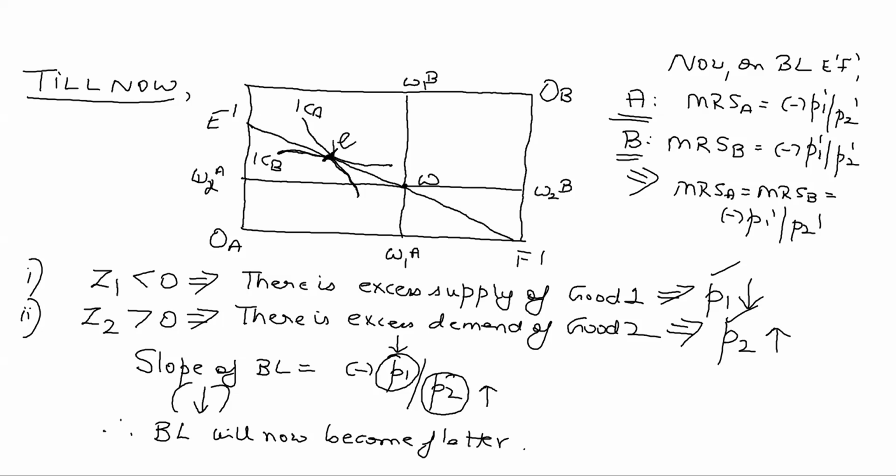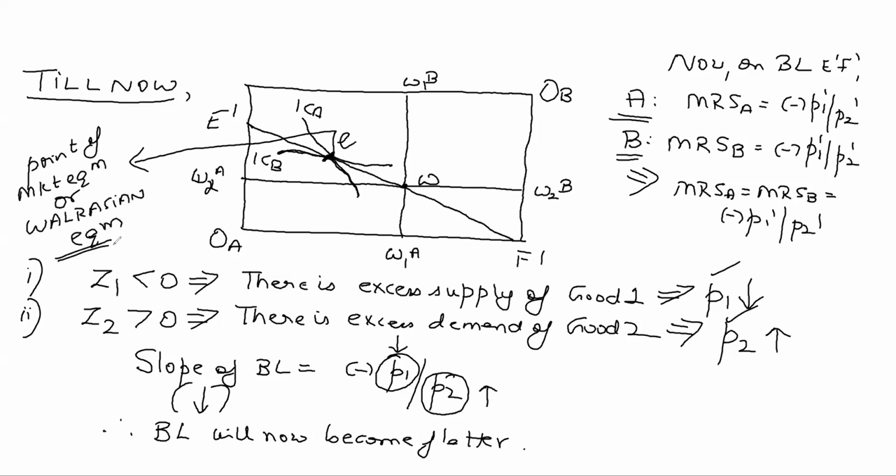This point was given by Walras, so it's called Walrasian equilibrium. This point E will be called the point of market equilibrium or Walrasian equilibrium. You can see at this point E, the indifference curves are tangent to each other and they are tangent to the budget line also.